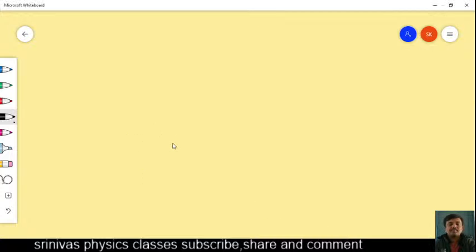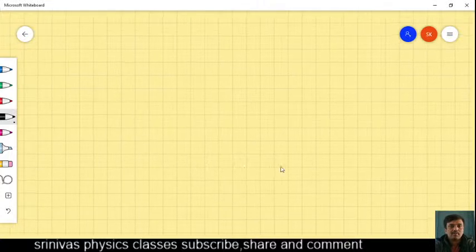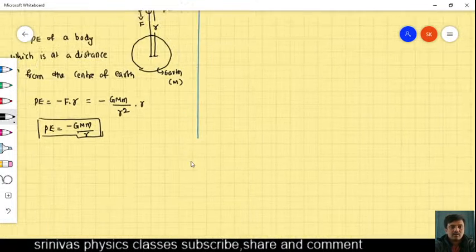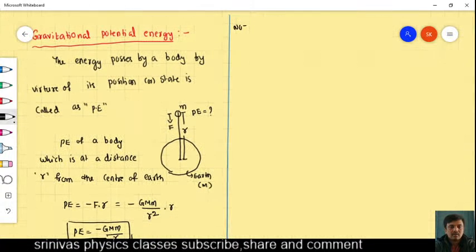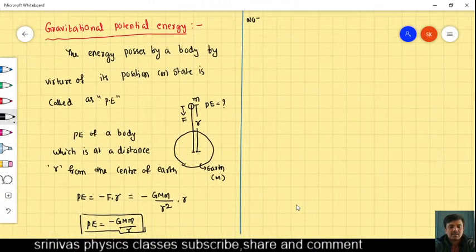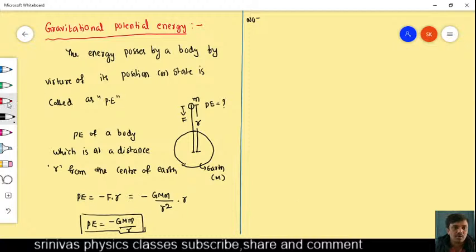Right, it is opened. Now, what we just discussed: the gravitational potential energy we are discussing. This is the formula for the gravitational potential energy. In the notes you noted some points. What is the formula for the gravitational potential energy on the surface of Earth?